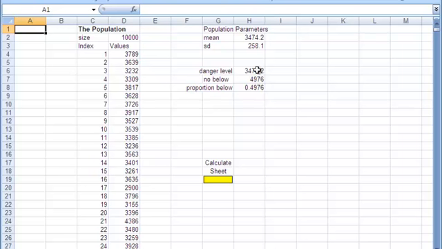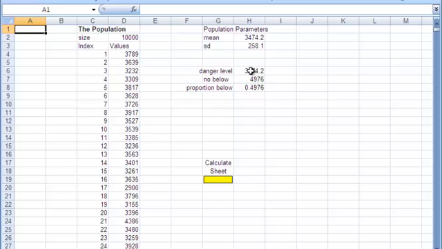And this at the moment is telling us if we set the danger level at 3,474.2, then out of the 10,000 values, 4,976, or this proportion, 0.49, about 50%. So that's about the halfway point. Not surprisingly, because that's the mean of the population. So it's half below the mean. Now what I'd like to know is what this value has to be to make 95% less than it.